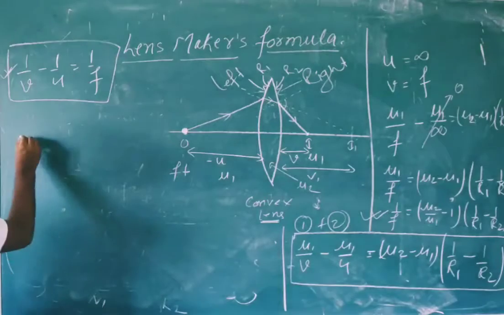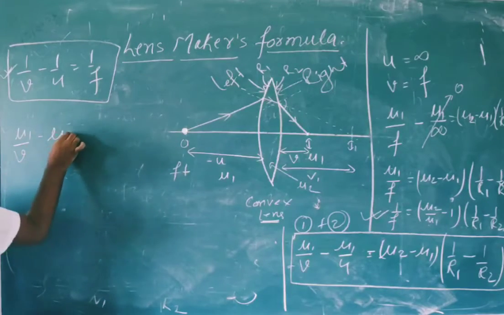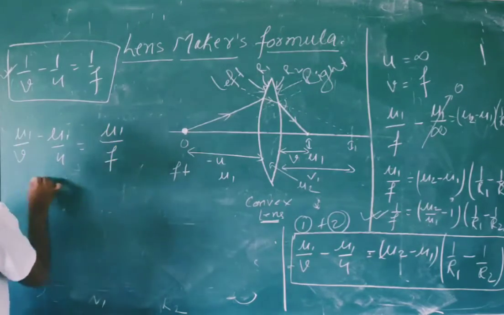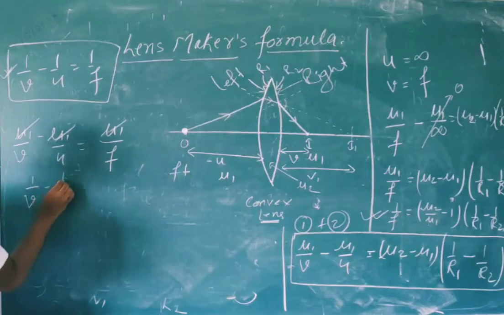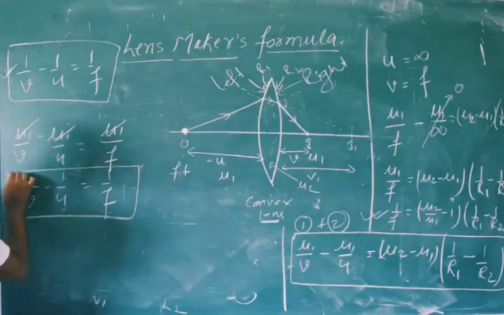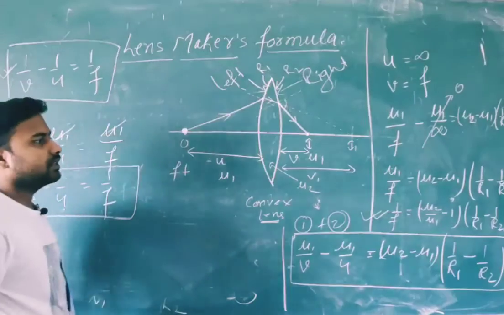So what we can write here: mu1 by v minus mu1 by u equal to mu1 by f. Now mu1 cancels out, what you will get: 1 by v minus 1 by u equal to 1 by f. This is the proof of your lens formula. We already studied this in 10th class.